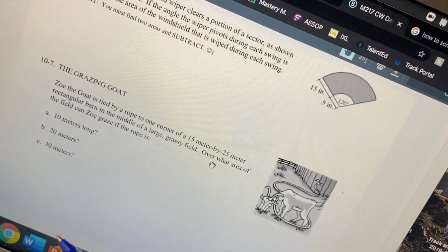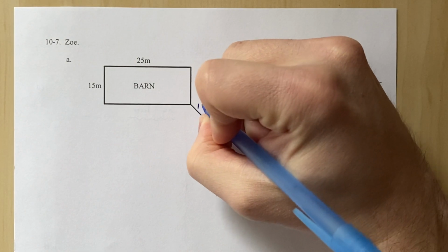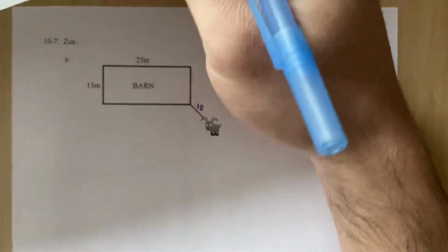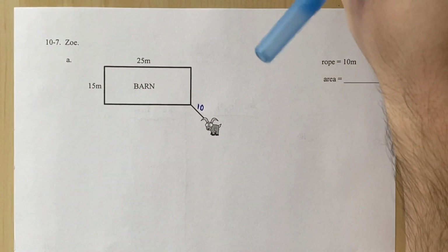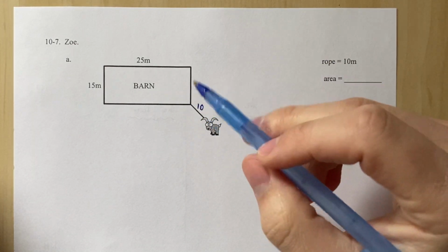We're doing part A. So in this example, this rope is 10 meters long. So here's what you've got to think about. This is the conceptual part here: if that rope is 10 meters long, she's connected to that.